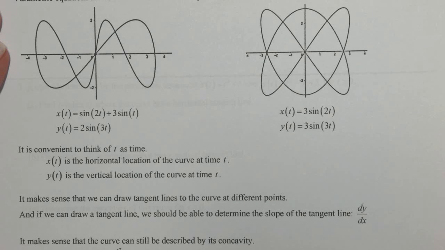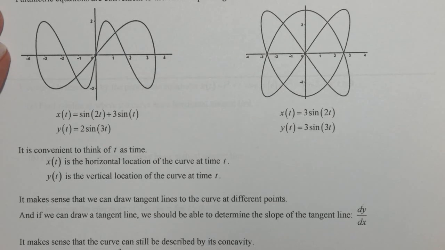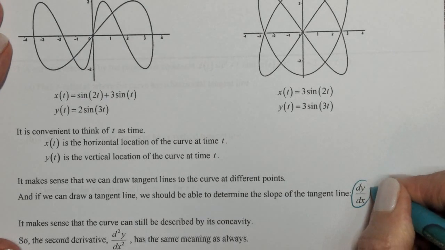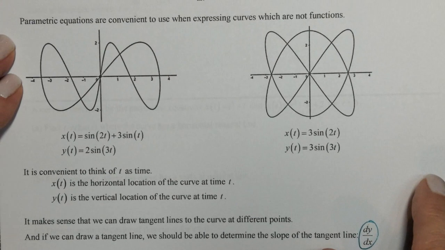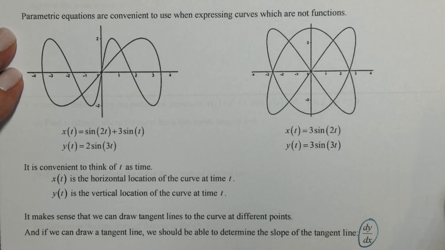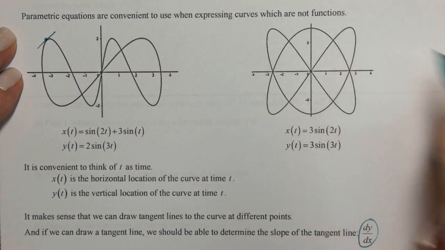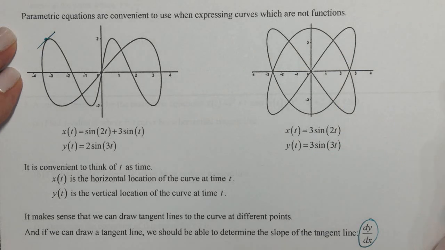It makes sense that we can draw tangent lines to the curve at various points. And if we can draw a tangent line, we should be able to determine the slope of the tangent line, which is dy/dx. So we are going to be able to find the slope of the tangent line at any point on the curve that we like. Okay?